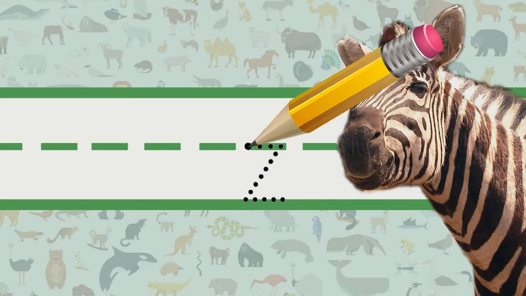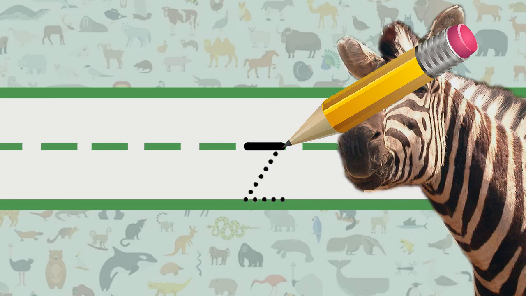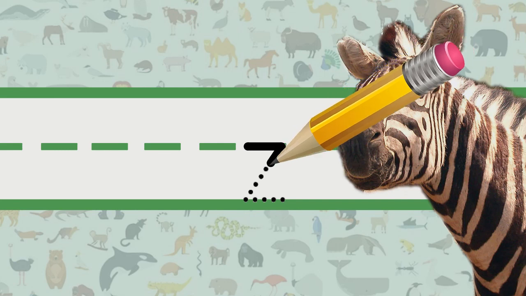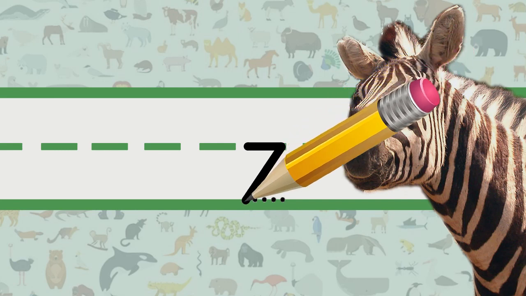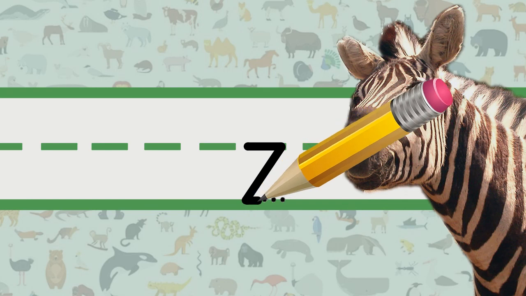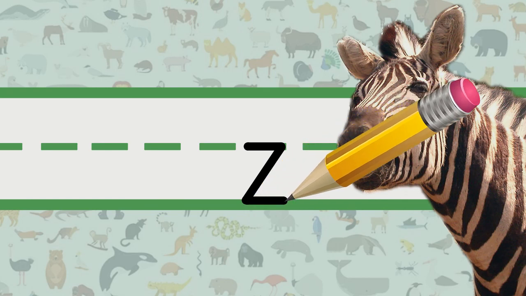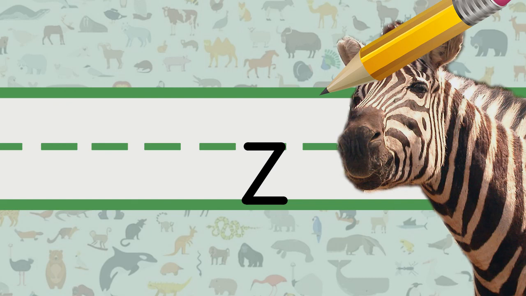Start at the middle and draw a straight line to the right. Then draw a diagonal line down to the bottom. Then draw a straight line to the right. Now you've learned how to write the alphabet. Good job.